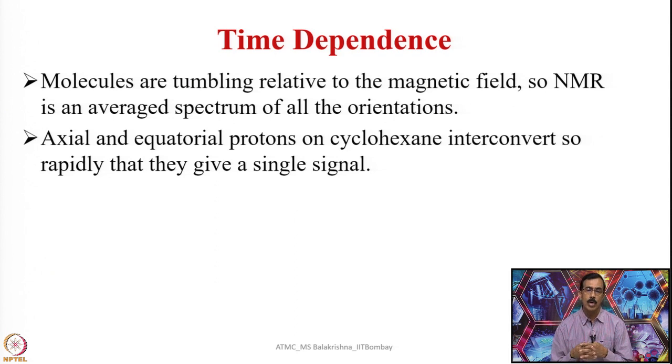Rapid tumbling is there. What would happen if we go for low temperature? If you go for low temperature NMR, you can arrest this dynamic process so that you can clearly distinguish between axial and equatorial protons, and you will see separate signals.